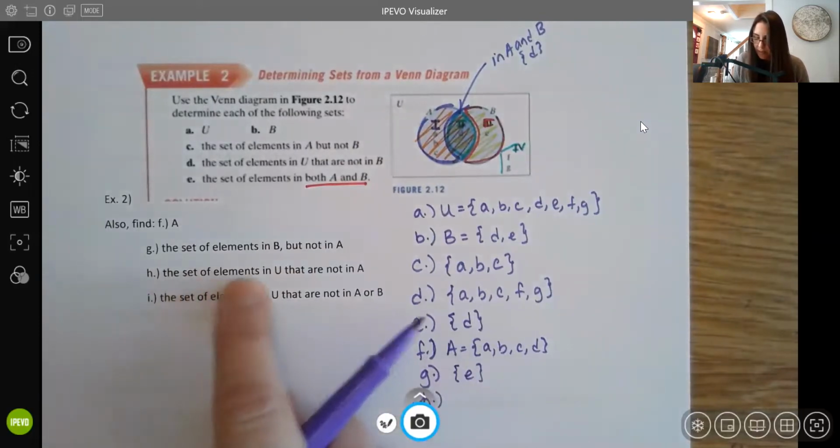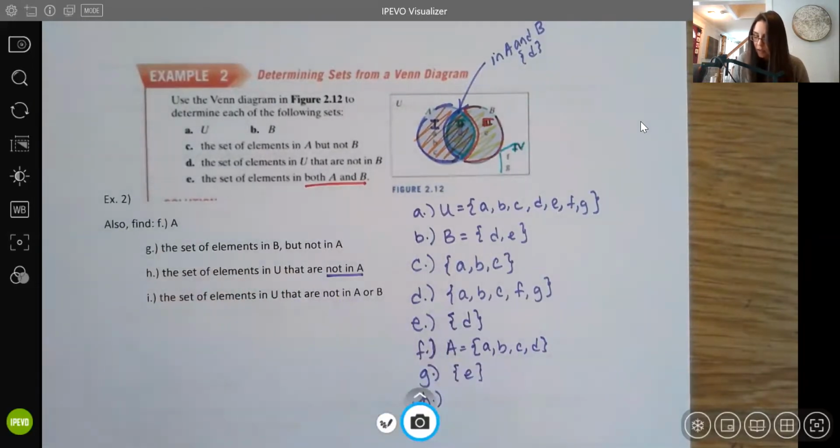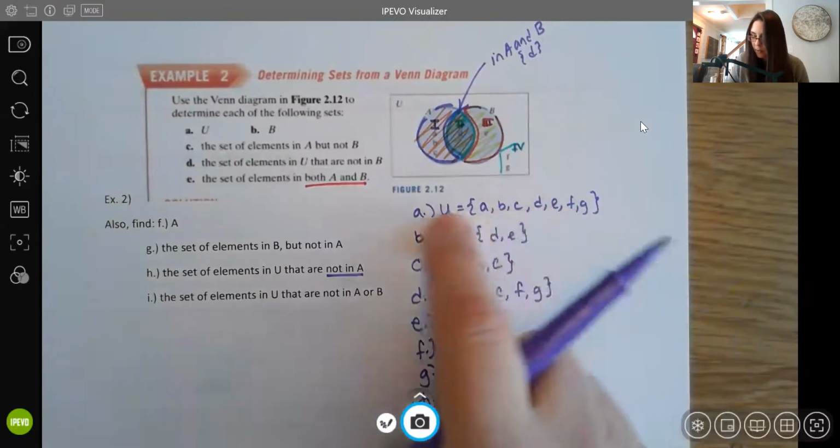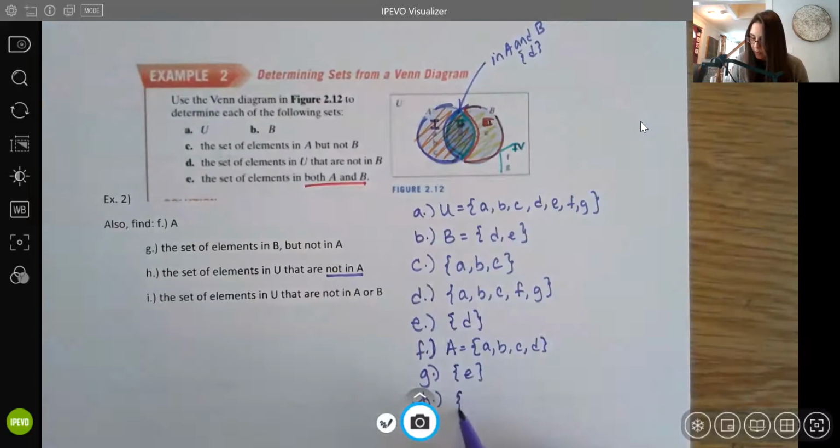The set of elements in U that are, again, not in A. So I have all my elements for U, but I do not want to include the ones that are in A. So what's left over would be E, F, and G.